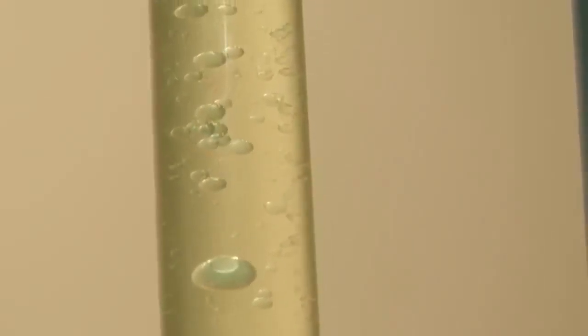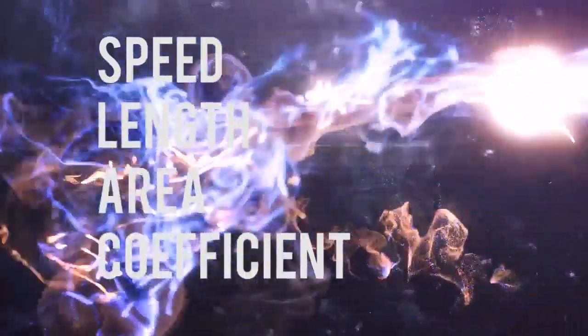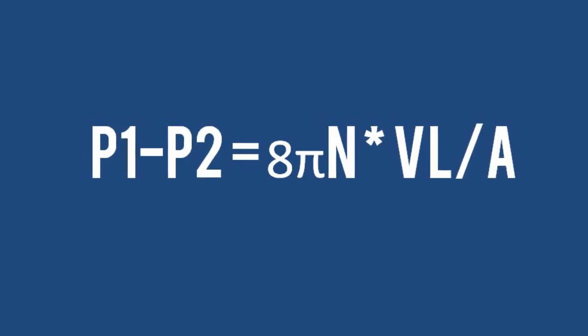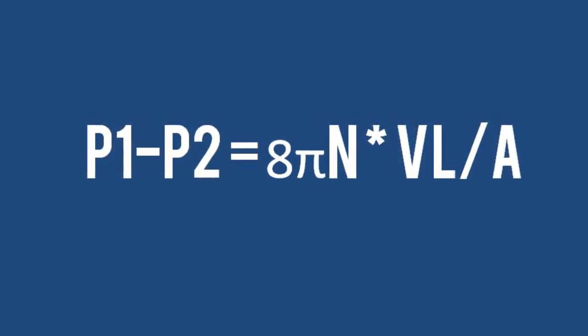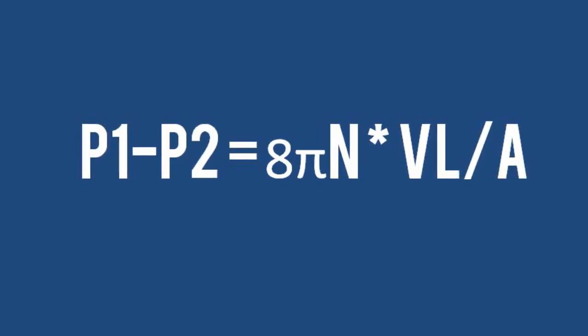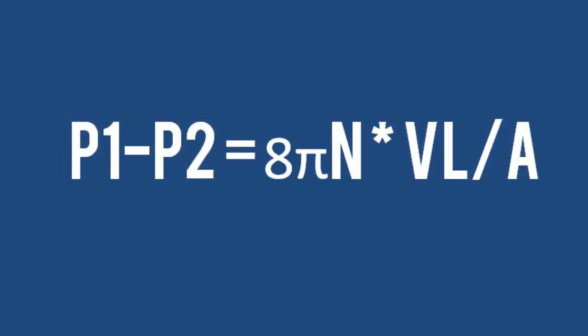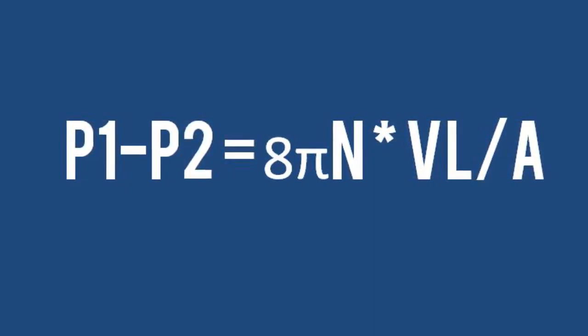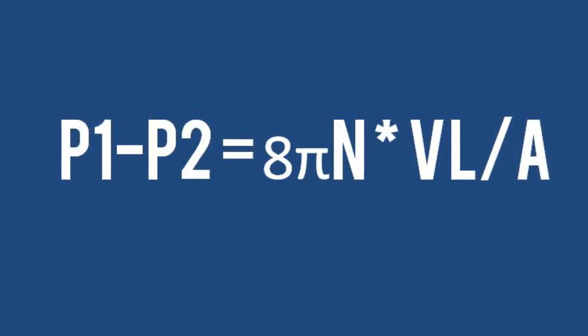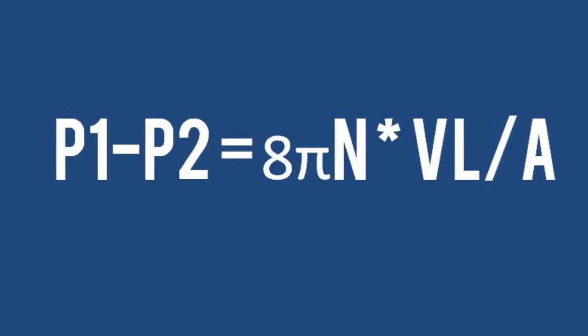The force causing the fluid with viscosity to flow is provided by the pressure difference across the length. The required pressure difference depends on four factors: the average speed of the fluid, the length of the tube, the cross-sectional area of the tube, and the coefficient of viscosity of the liquid. The formula is P1 minus P2 equals 8 pi eta times V times L divided by A. P1 minus P2 is the pressure difference, eta is the coefficient of viscosity, which is the constant of proportionality between the pressure difference and V times L divided by A, where V is the average speed, L is the length, and A is the cross-sectional area of the tube.